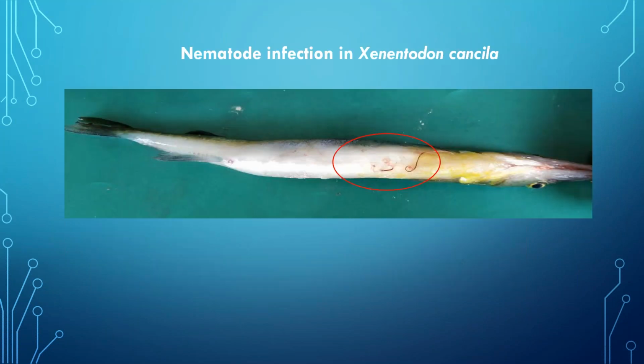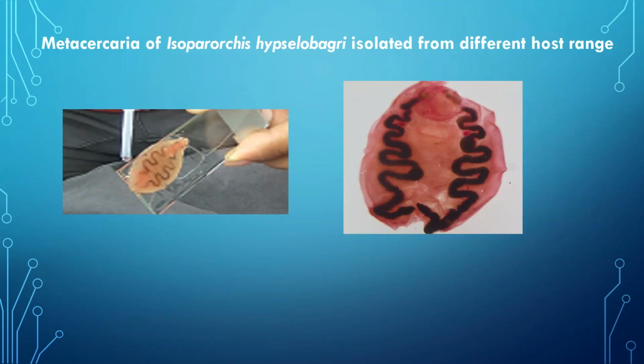These are the nematode infections in Xenentodon cancila. Metacercaria of Isoparorchis. These are the trematodes and the nematodes, mostly responsible for a wide variety of parasitic diseases, mostly in catfishes.